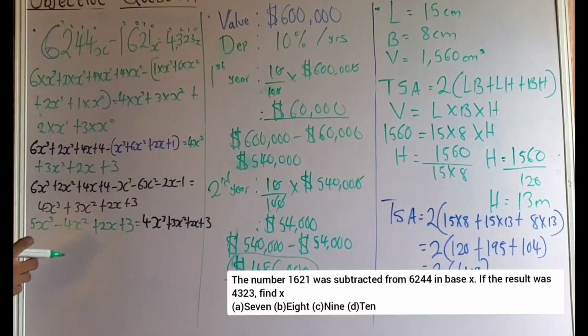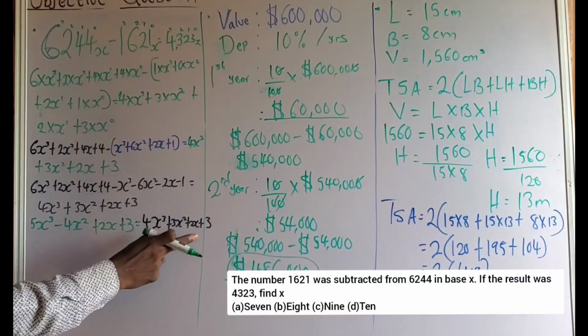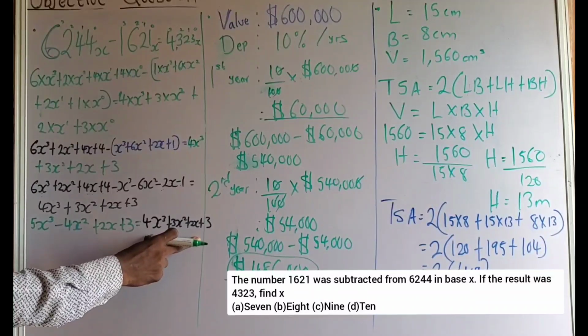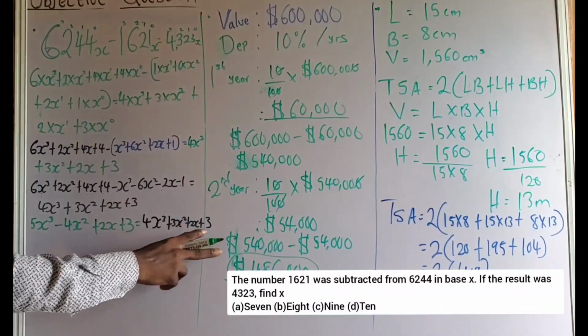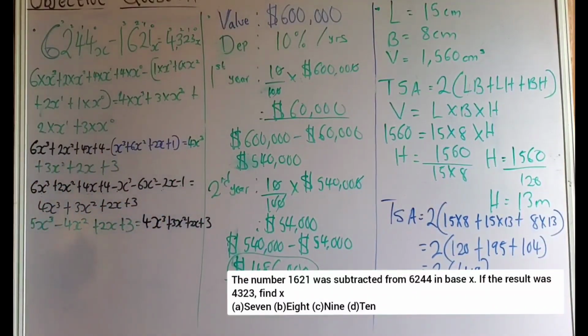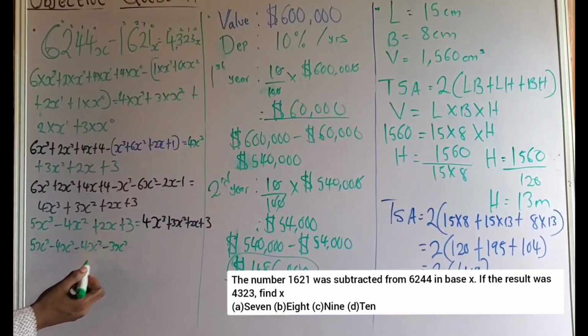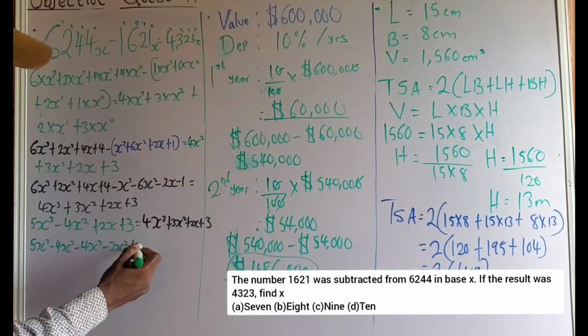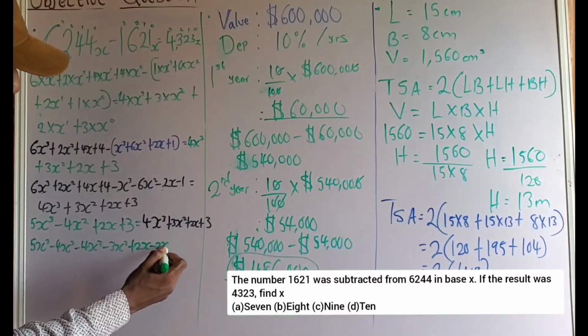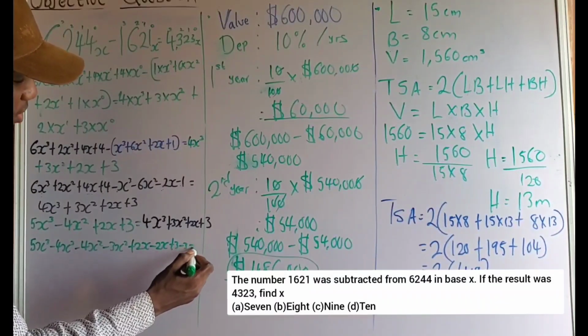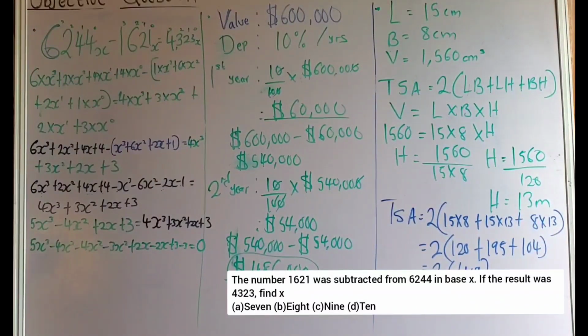Kindly pay attention. The next step is that I'm going to take all the values of x that I have here, everything here, and move it to the left hand side of the equation. So the equation becomes 5x to the power of 3 minus 4x to the power of 3, is that not it? Yes. Then minus 4x to the power of 2 minus 3x to the power of 2. Then plus 2x minus 2x plus 3 minus 3 equals 0. Do you understand?